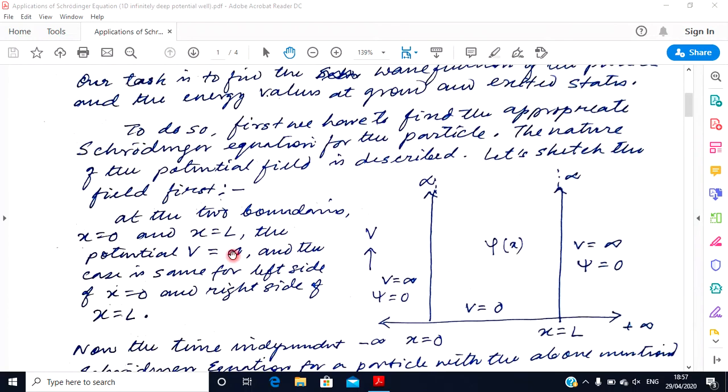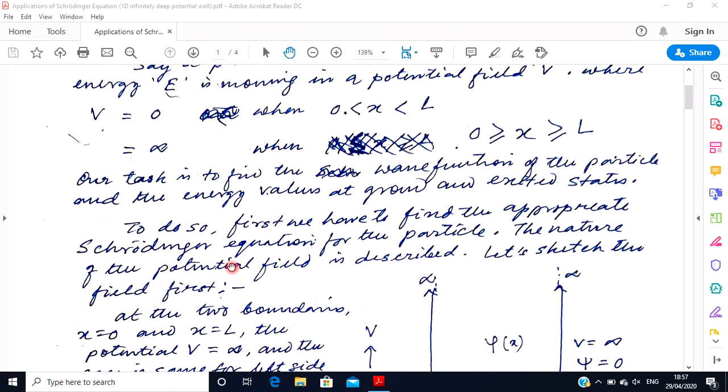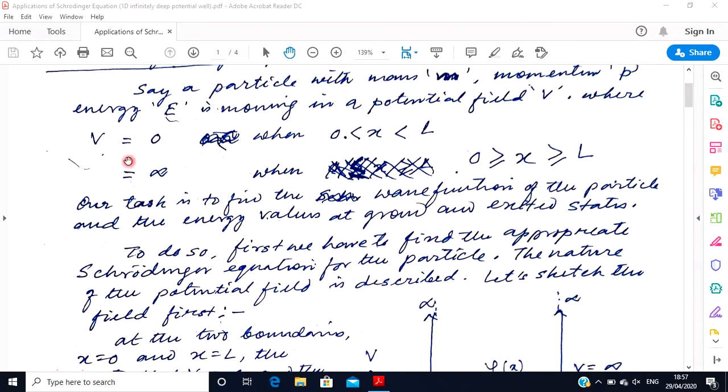Now for this particular situation, the potential field V is described as V equals 0 when x belongs to 0 and L, and V equals infinity when x is less than or equal to 0 and when x is greater than or equal to L. That means if a particle is moving in this kind of potential field, first we have to sketch the potential field to find the Schrödinger equation.